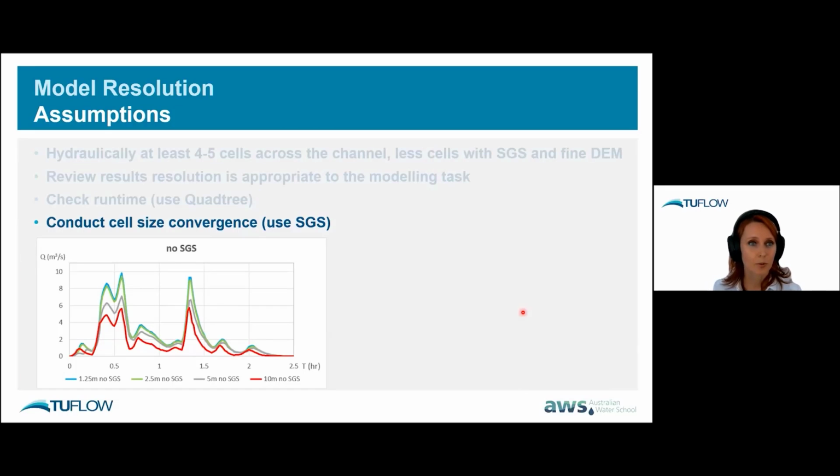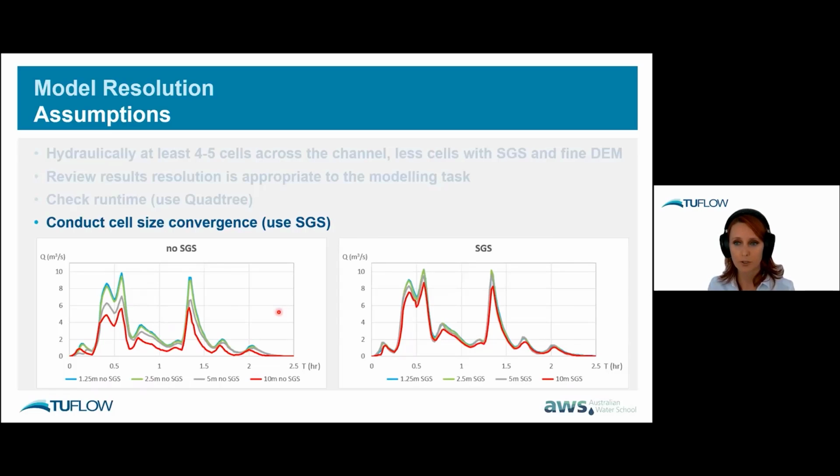The last point for the model resolution assumptions is to conduct cell size convergence. On the first plot here, I have run 4 cell sizes without subgrid sampling. And from the plot, you can see only the first 2 fine cell sizes are converging nicely, meaning they are pretty much lying on top of each other. So you would be limited to using 1.25 or 2.5 meter cell size.